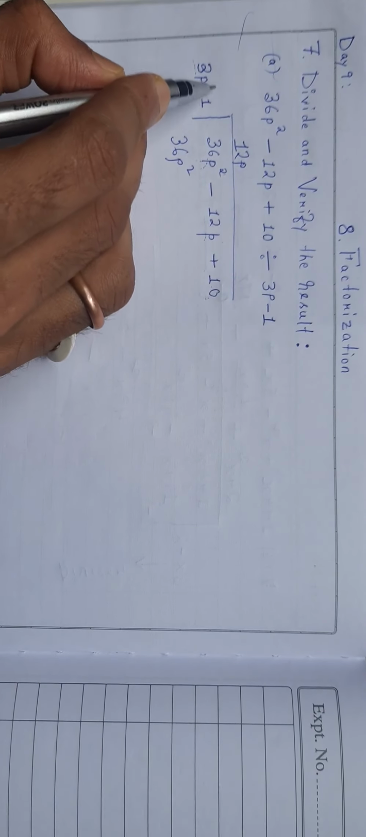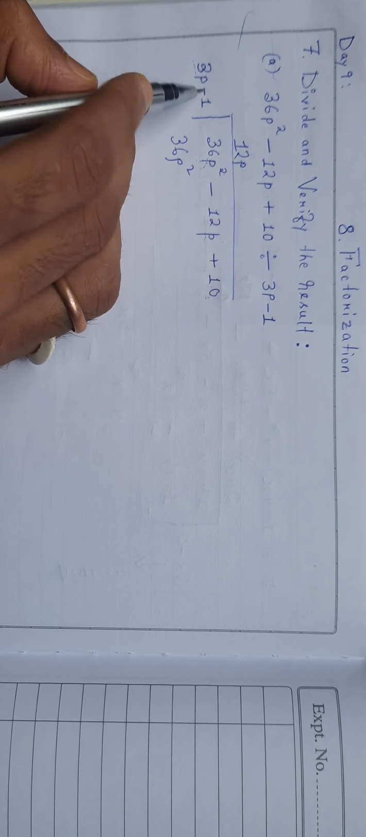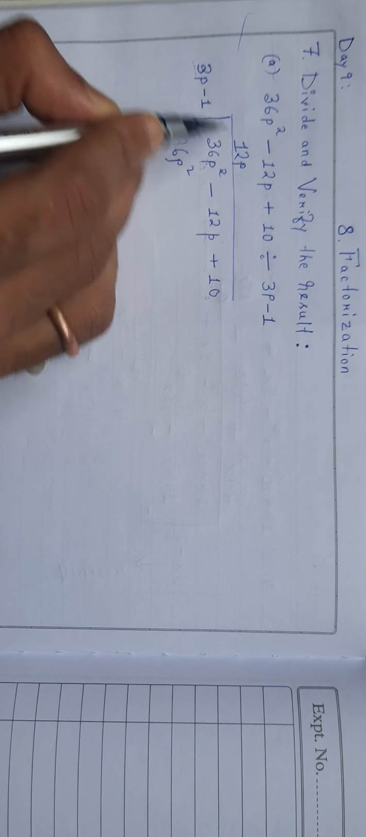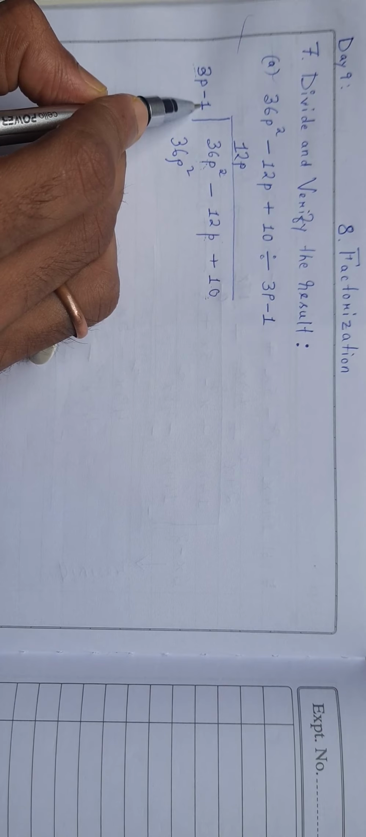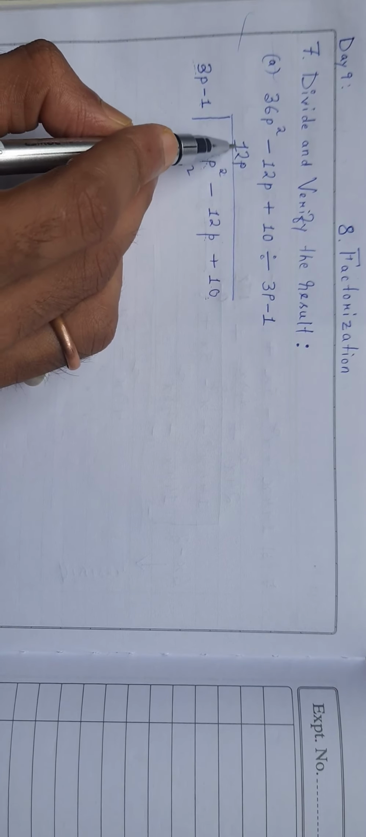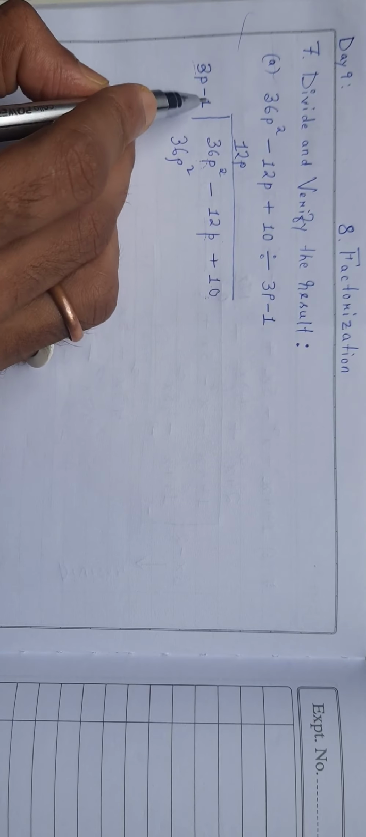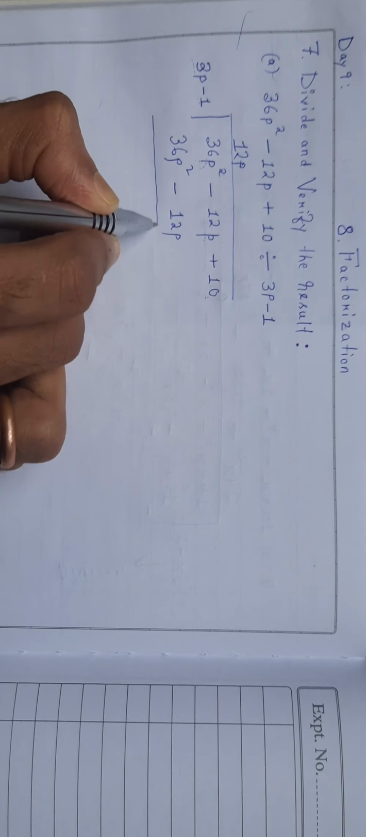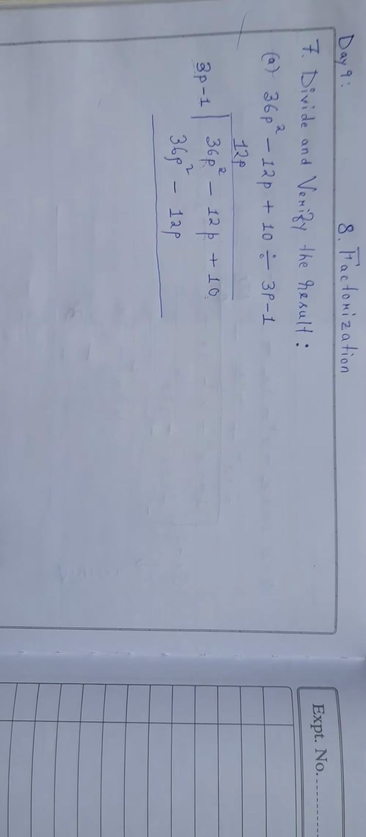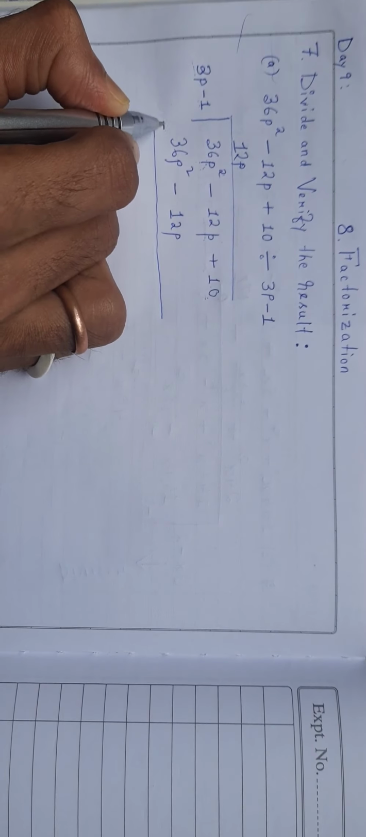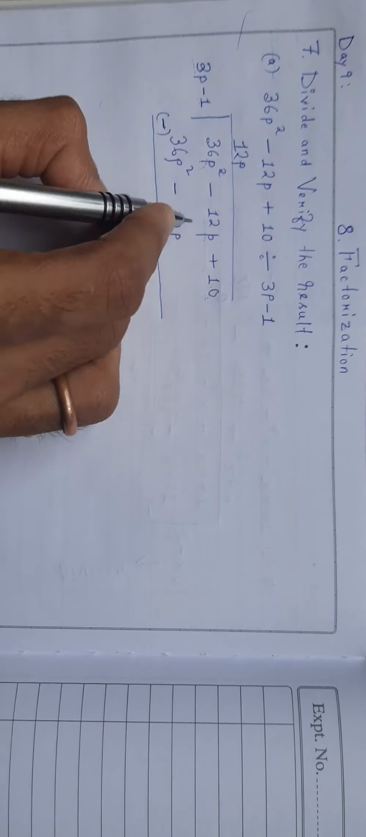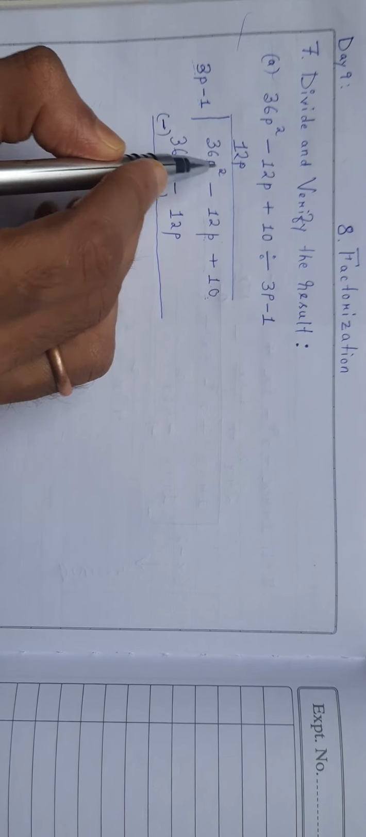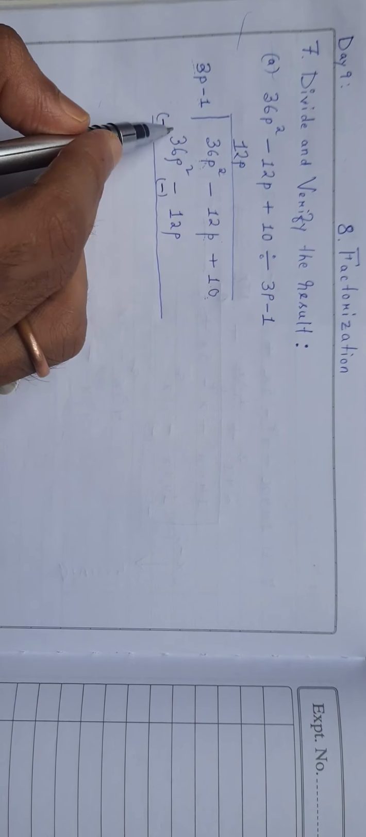Now we have to understand that our division is not done. Since the divisor is 3p minus 1, the quotient 12p has to be multiplied with minus 1 as well. Only then the first step will be completed. So we'll multiply 12p with minus 1. So it is minus 12p. Now we have completed the first step. So according to the division rule, here it will be minus and here also minus. Here it is plus 36p square, here it is minus 36p square. So both of them will be cancelled.